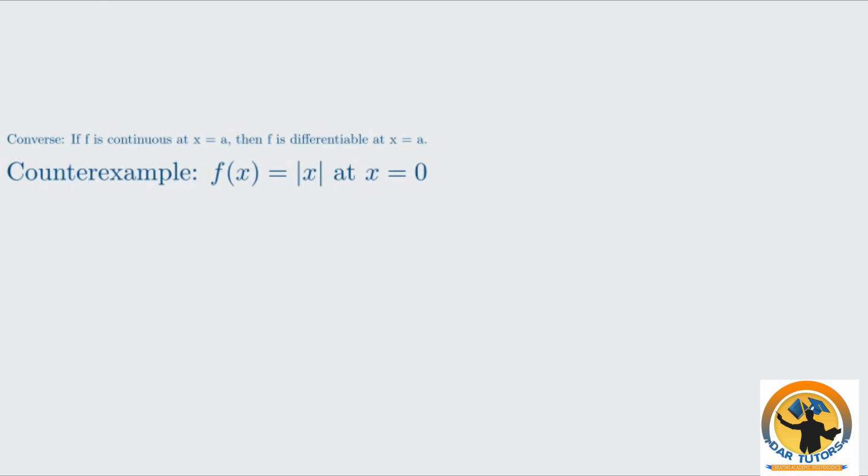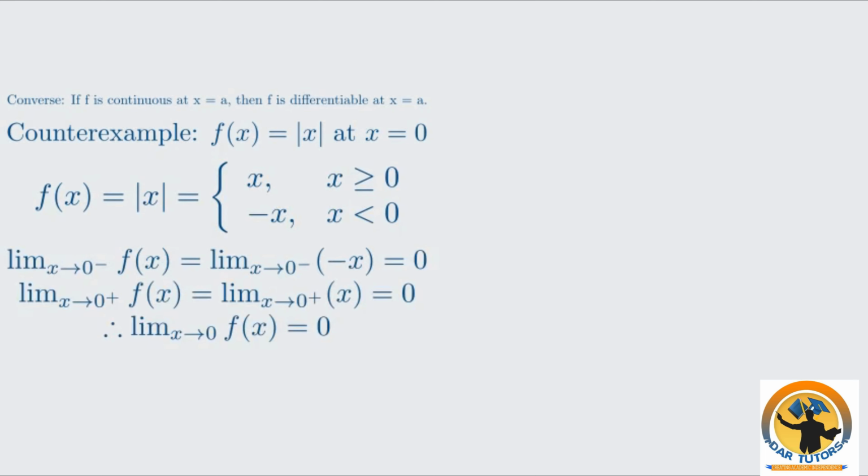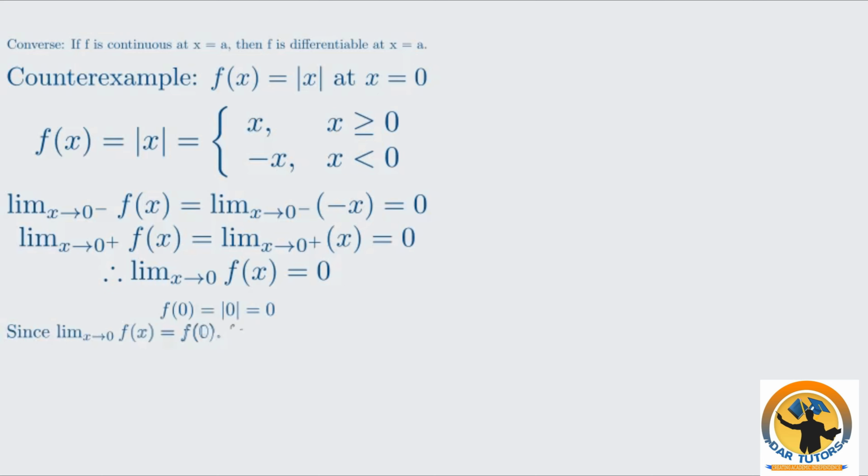Let's first confirm its continuity at x equals 0. The absolute value function is defined as x for x greater than or equal to 0, and negative x for x less than 0. The left-hand limit as x approaches 0 is the limit of negative x, which is 0. The right-hand limit is the limit of x, which is also 0. Since both one-sided limits are 0, the overall limit is 0. The function's value at 0 is the absolute value of 0, which is 0.